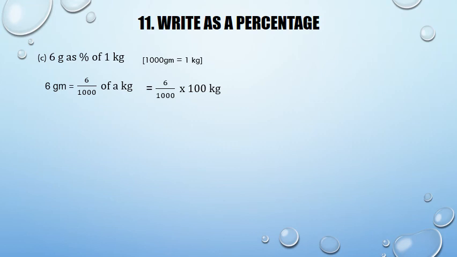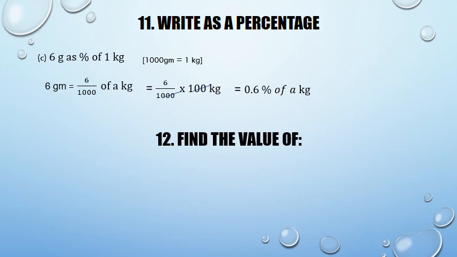Therefore, 6 gram is equal to 6 upon 1000 of a kg. And now, in order to find out the percentage, we have to write 6 upon 1000 multiplied by 100. We will cancel the common 0 in the numerator as well as in the denominator. So what is left? 6 upon 10, which is equal to 0.6% of a kg. So 6 gram is equal to 0.6% of a kg.